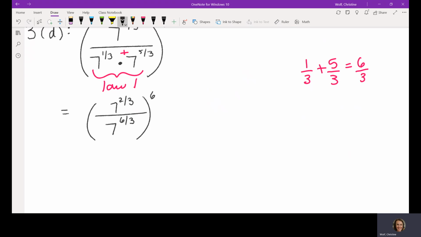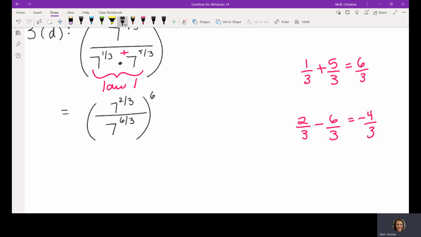A jock? Right, because now the next step would be to use law 2, which says subtract the exponents, because again, you have the same base, 7 over 7, they're being divided. So you can subtract the exponents. So I take that one up top, which is 2/3, and I'm going to subtract off 6 over 3. So that's why I left it as the 6 over 3, because as a jock said, I need common denominators again. 2 minus 6 up top is -4, and that 3 on the bottom stays a 3.